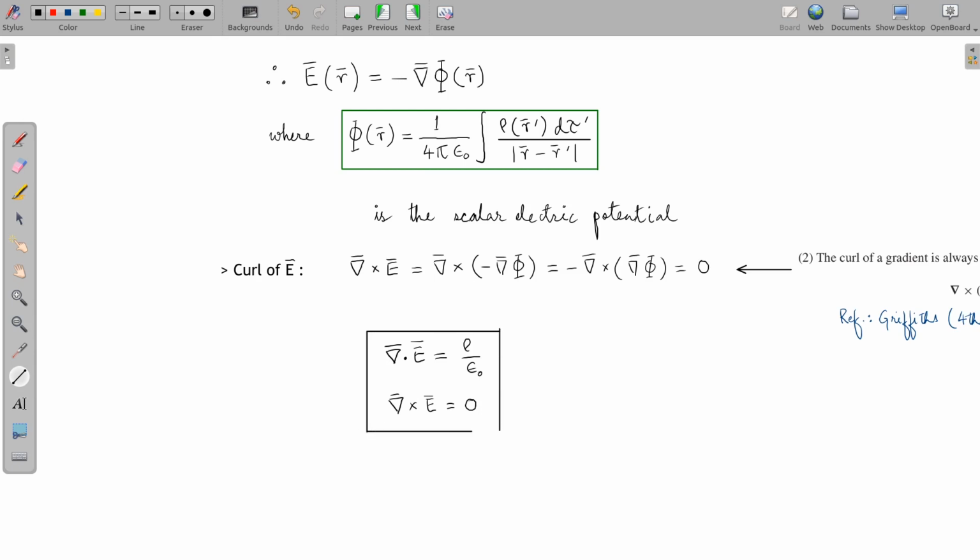0. Okay. So if we know the divergence and if we know the curl of a vector field, we can in fact completely describe that same vector field. So there you have it, the divergence and the curl of the vector field, which is the electric field E.